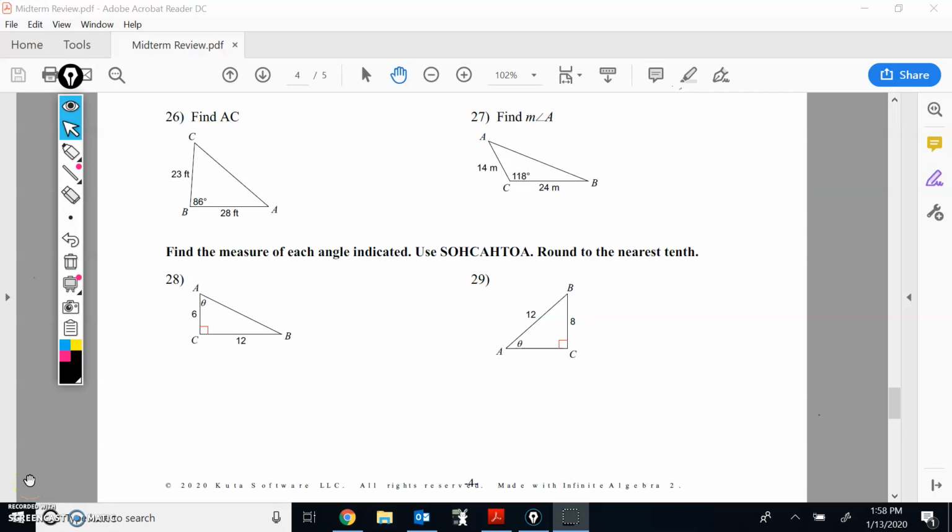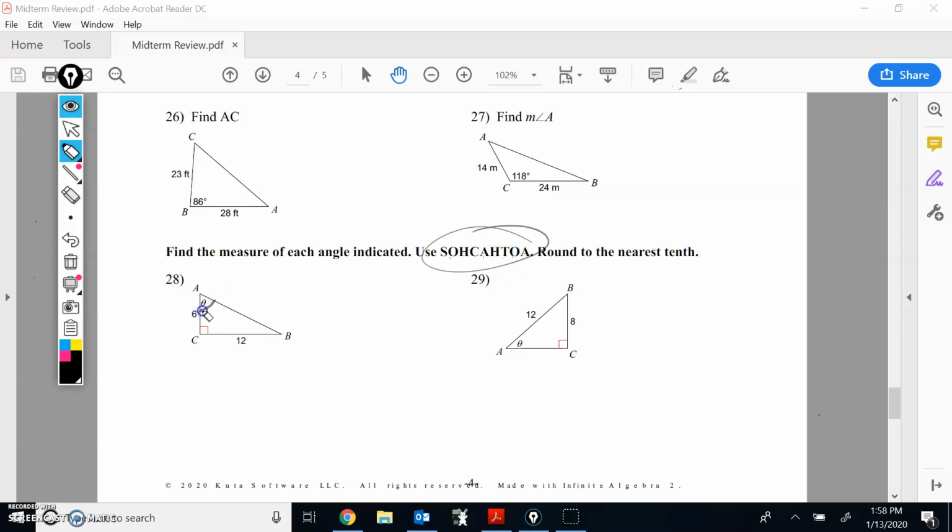All right, next part of the video is number 28. We use SOHCAHTOA, find the measure of the angle. This part's not too bad. SO is sine, which is opposite over hypotenuse. CA is cosine, which is adjacent over hypotenuse, and TOA, tangent, is opposite over adjacent.